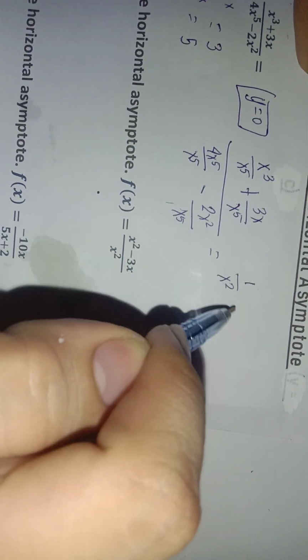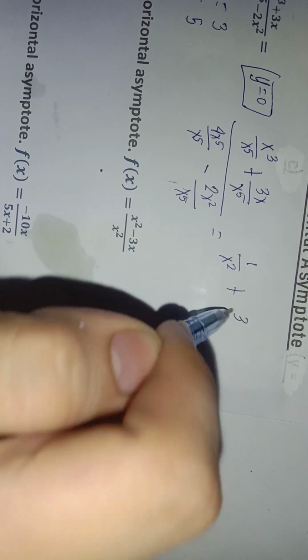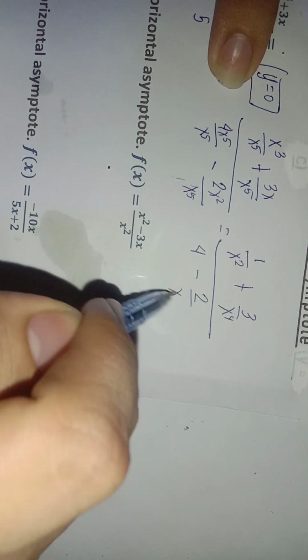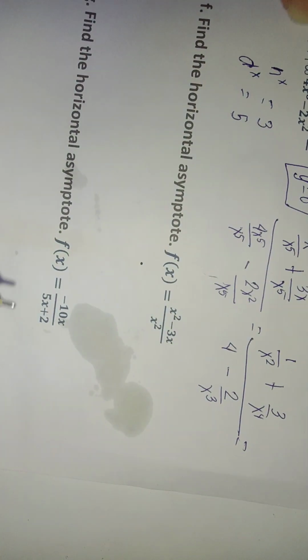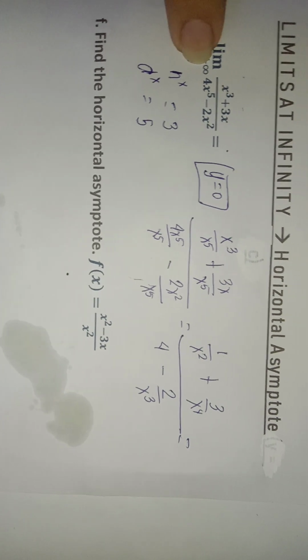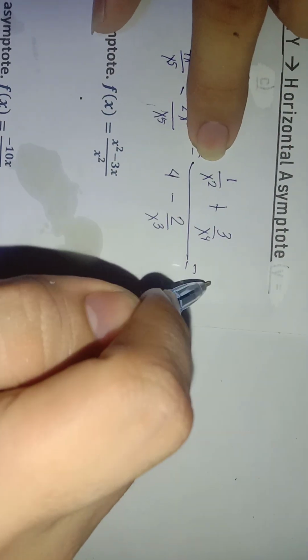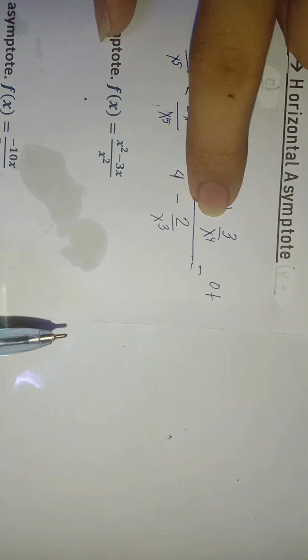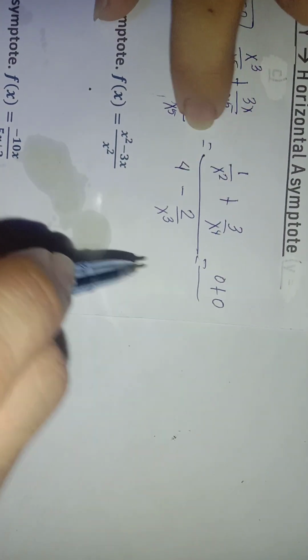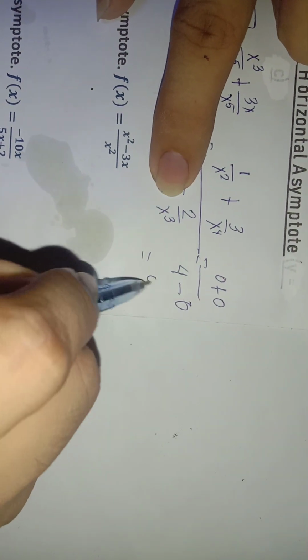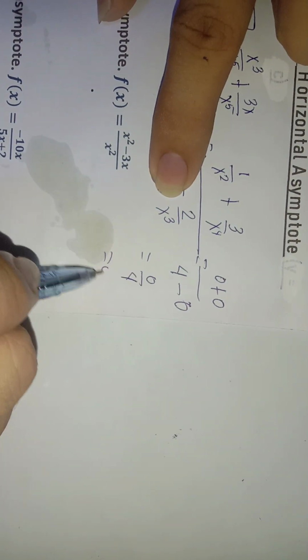Then we will simplify. We get 1 over x squared plus 3 over x to the 4th power over, cancel, may 1 si 4 minus 2 over x cubed. And then, papalitan natin, lahat ng x magiging positive infinity. Okay, so this becomes 1 over infinity, or that is 0, plus, ito naman, 3 over infinity, also 0. So, si 4 minus 2 over infinity, that is 0. Then simplify, we get 0 divided by 4, or that is simply 0.